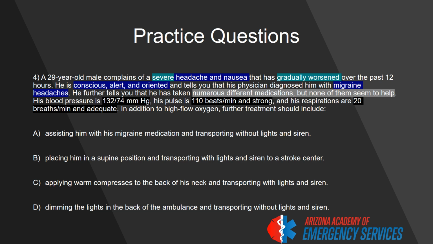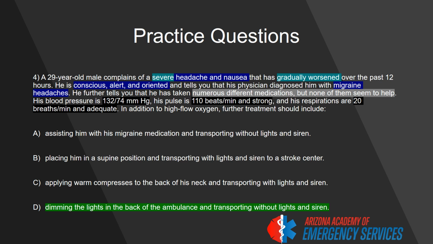So in essence, this question that ends in you should is looking for the broad overall treatment goal. We want all of the answer option to be correct, and we want it to be overall the correct way we're going to handle, or we're going to treat, or we're going to transport this specific type of patient. So given the information, putting it all together, let's see if you guys can get the right answer option, which is answer option D, dimming the lights in the back of the ambulance and transporting without lights and sirens.